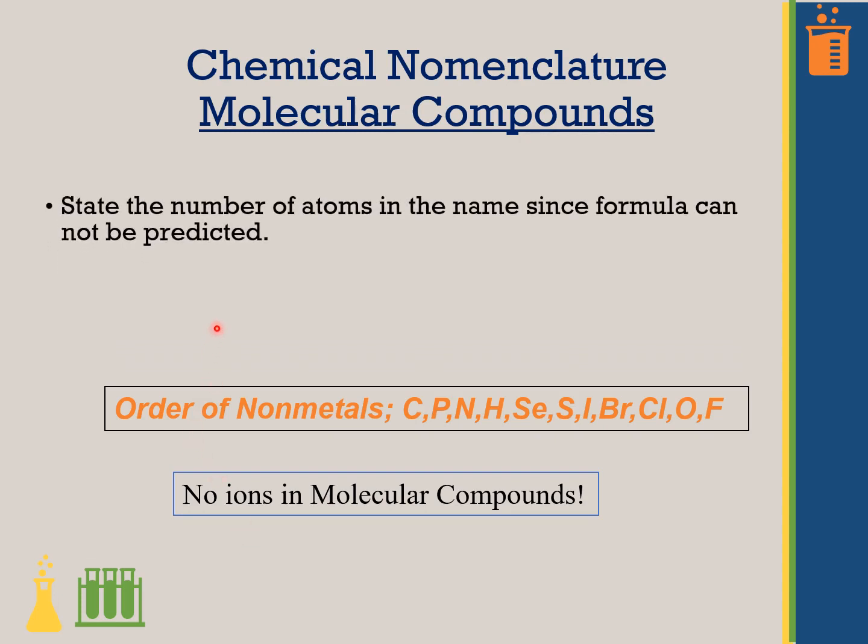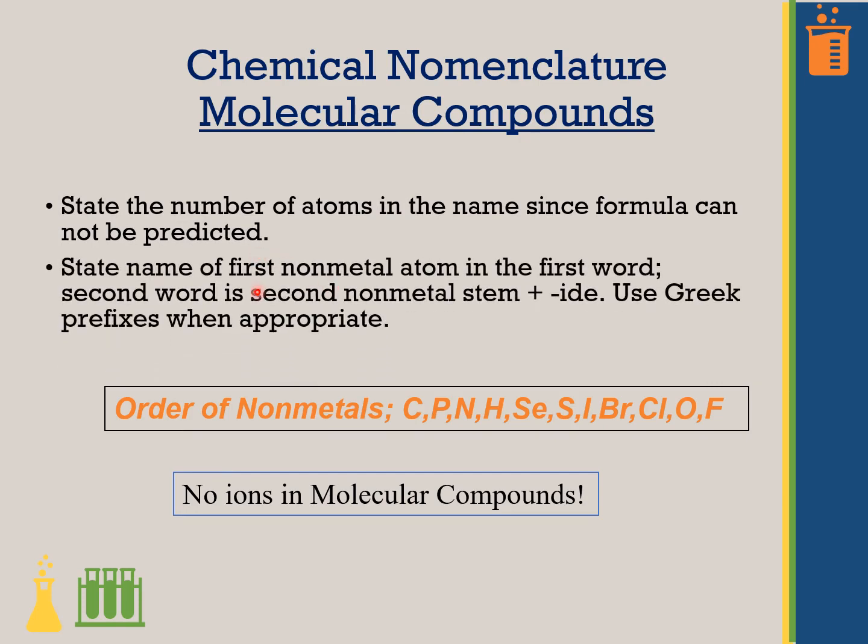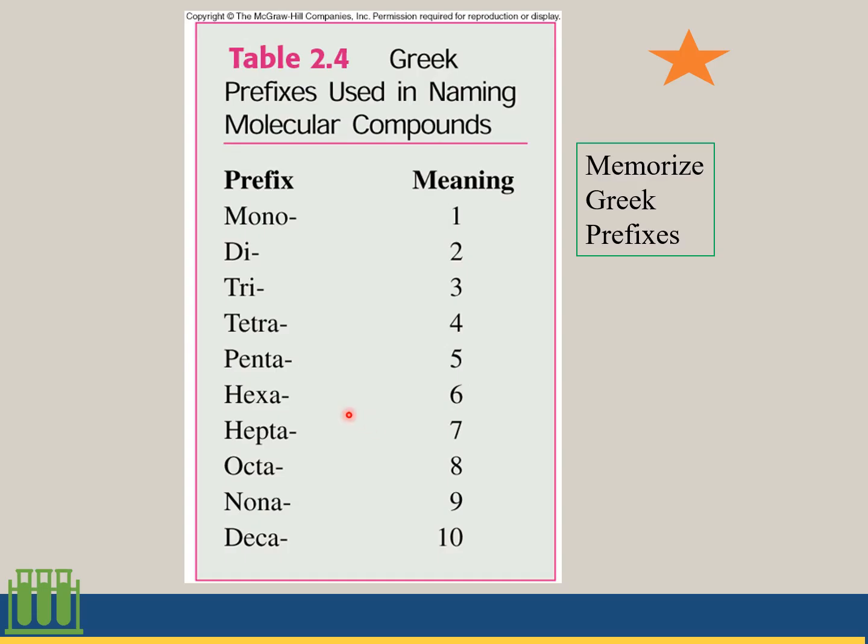And then this slide says the same thing. When we name these compounds, we're going to state the number of atoms in the name. First, we're going to name the first nonmetal atom. Remember, molecular compounds are made of nonmetals only. And then the second word is going to be the nonmetal stem, and then we'll replace that last suffix with IDE. If we have more than one atom, we're going to use Greek prefixes. And here's our order that we put our nonmetal atoms. This is our table of our Greek prefixes. You should memorize this.